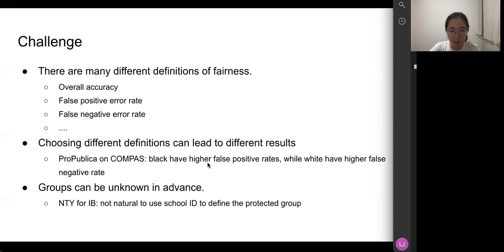Fairness definitions usually refer to a given protected group in the data, but the group definition can be unknown in advance. As in the New York Times example, part of the bias comes from historical IB test results of the school, but it's not natural to use the school ID to define a protected group.